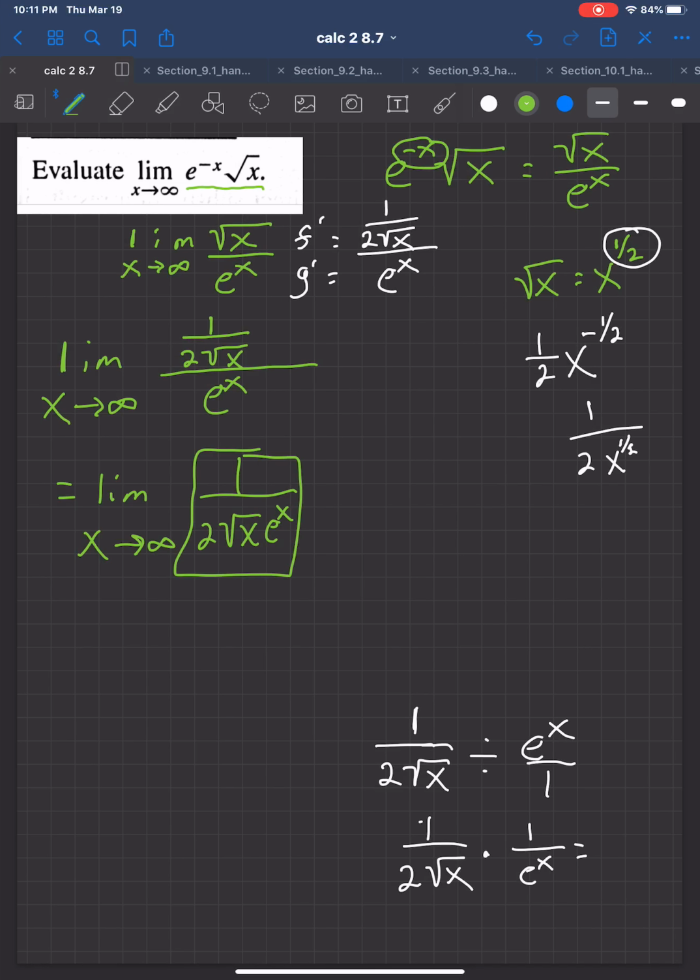So at this stage, if you evaluate the limit, we end up with 1 over 2 times the square root of infinity times e to the infinity, which is just infinity, which, boom, 0.